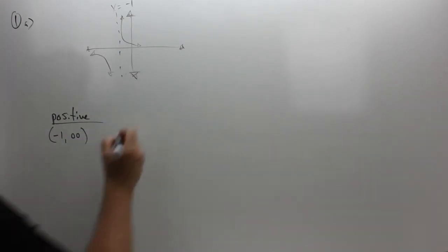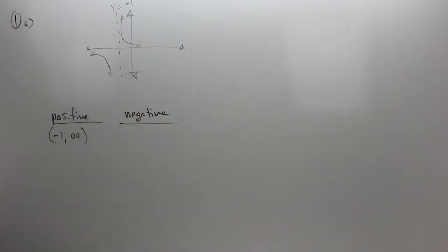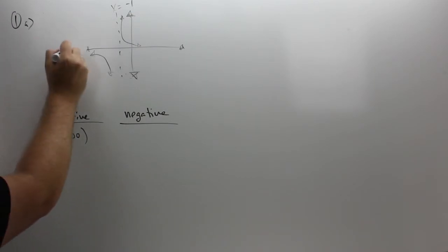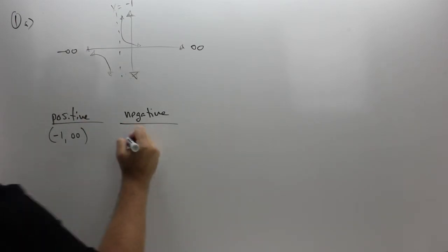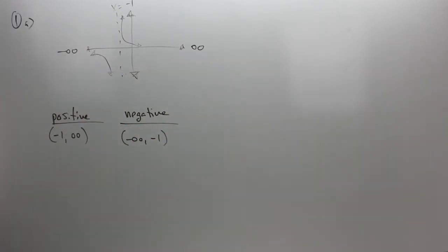However, if we're talking about when it's negative, down here, right? So from negative infinity, that'd be negative infinity, this would be infinity. From negative infinity to -1, we're below the x-axis. Now when's it increasing and when's it decreasing?